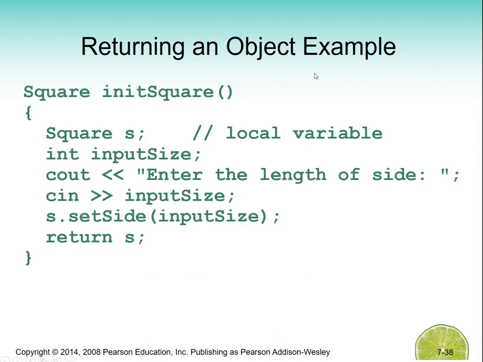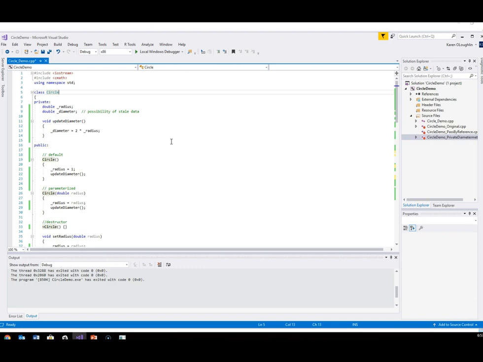The example for returning an object, this code is in our textbook, and I think I'm going to pull that up in Visual Studio. Keep in mind that you have access to all the source code files in the textbook, and I will show you where to find them. Okay, the textbook did not have that example pre-written, so we're going to use the Circle class example again.